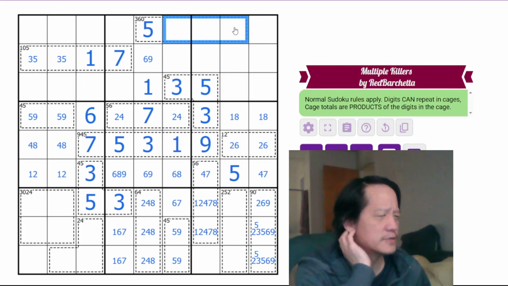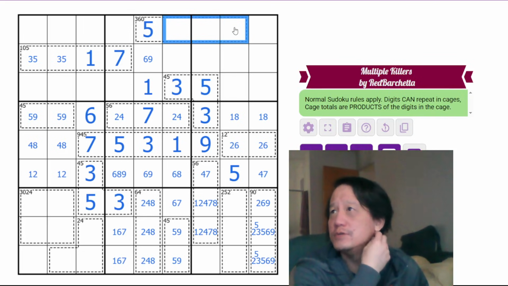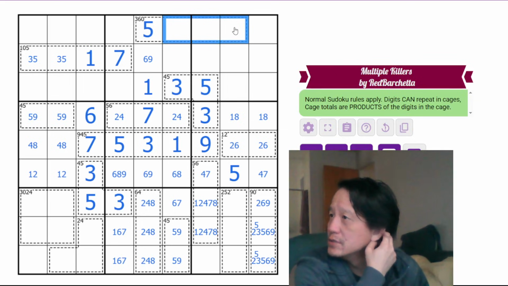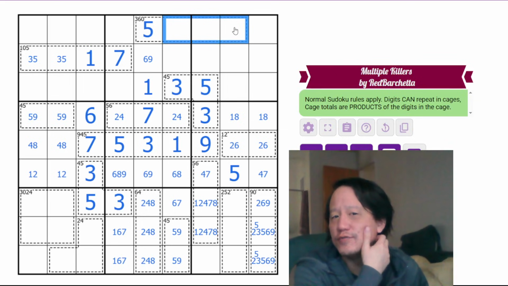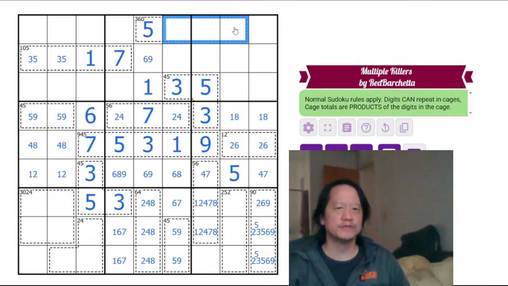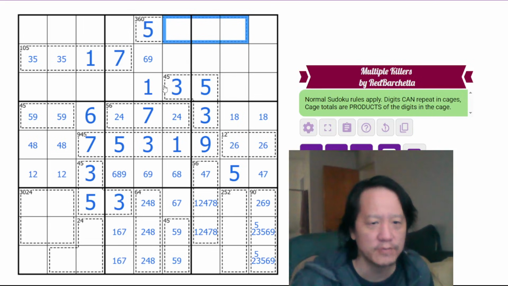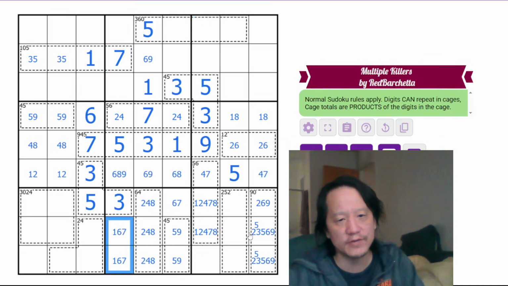So I think it is also 3, 4, and 6. 2 I don't think works. Oh no, 2 works with 2, 4, 9. So it's pretty broad. So this 360 is pretty broad. So we won't. Oh, this 7 eliminates 7 here.